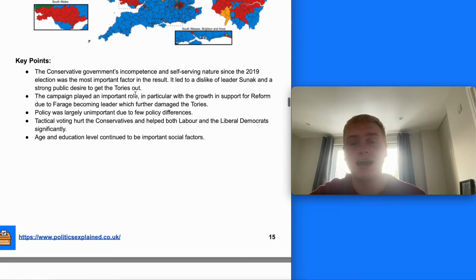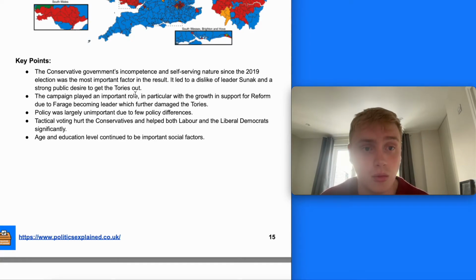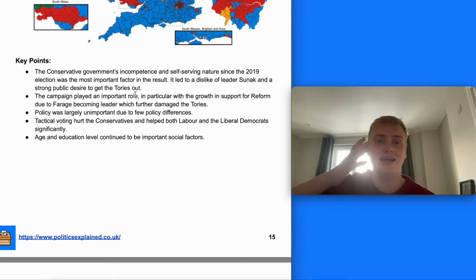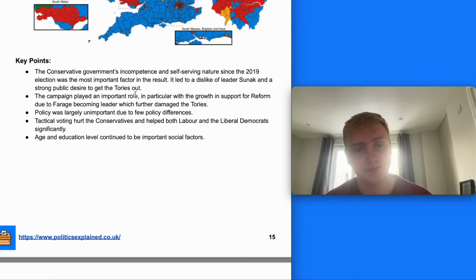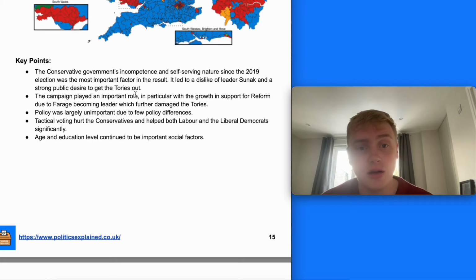When we bring together the key points from these different factors that influence the election result, we see the Conservative government's incompetence and self-serving nature since 2019 was the most important factor in the result. This is my opinion. You don't necessarily have to agree with that, but I think it's what a lot of the evidence shows. It led to a dislike of leader Sunak and a strong public desire to get the Tories out. The campaign played an important role, in particular with the growth and support for Reform due to Farage becoming leader, which further damaged the Tories.